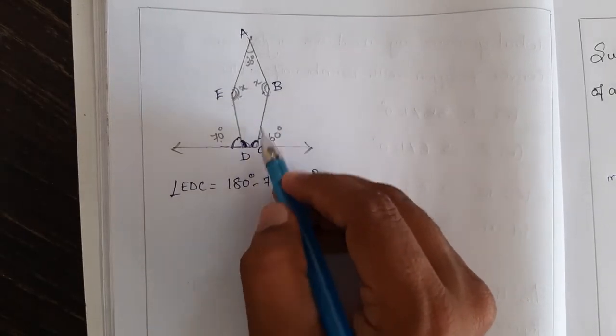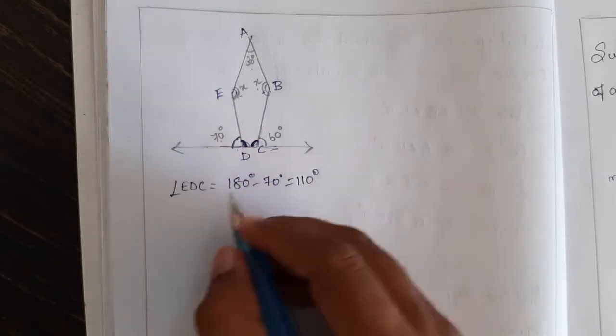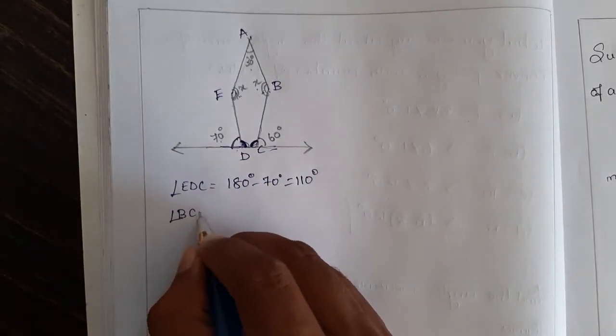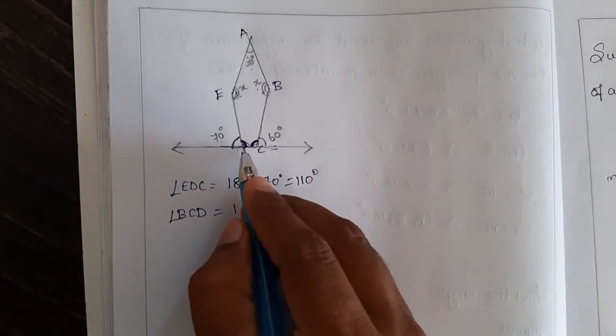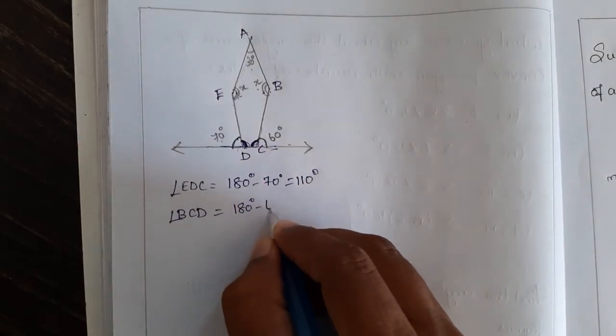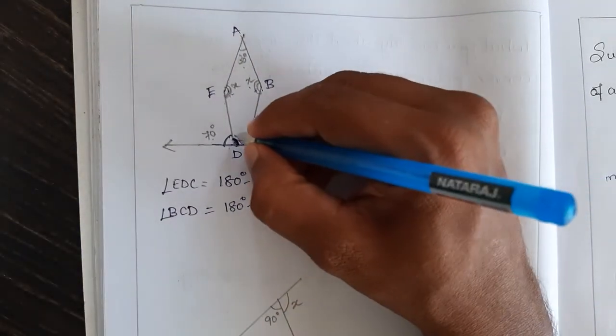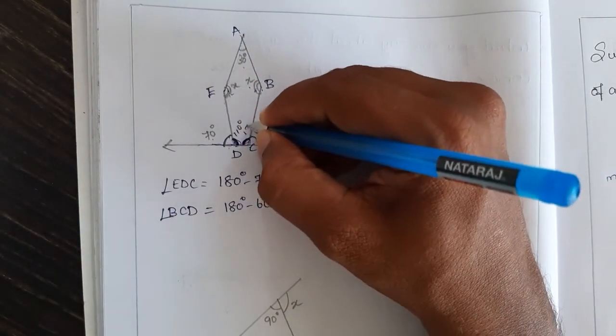The same for here, BCD. We need to find this angle, then only we can find the x. So angle BCD is equal to, this is also a straight line, 180 degrees minus 60 degrees, we will get 120 degrees. So this is 110 degrees and this is 120 degrees.